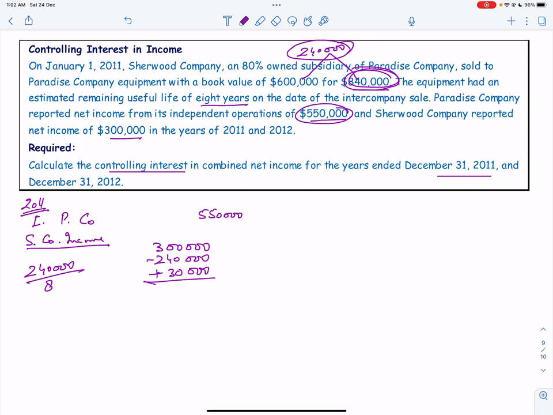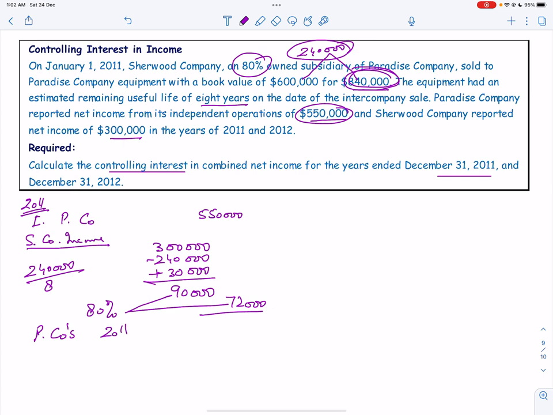So the total amount will be 60 plus 30 is 90, and from this 90,000 of net income of S company, the parent company has 80%. So 80% of 90,000 is 72,000. So the total P company's combined net income for the year 2011 will be 622,000.